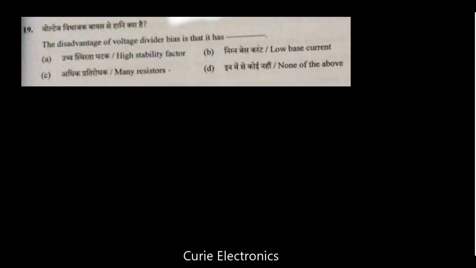Question number 19. The disadvantage of voltage divider bias is that it has many resistors. For a simple voltage divider there will be 2 resistors, but we can make a number of voltages with a number of resistors.